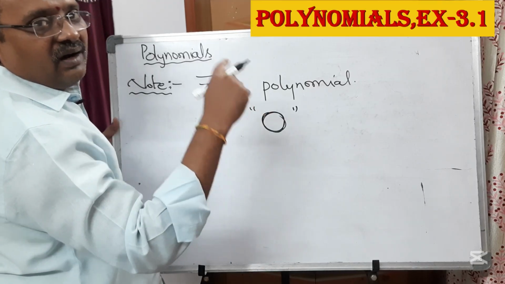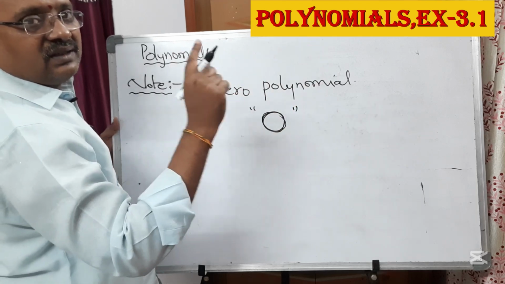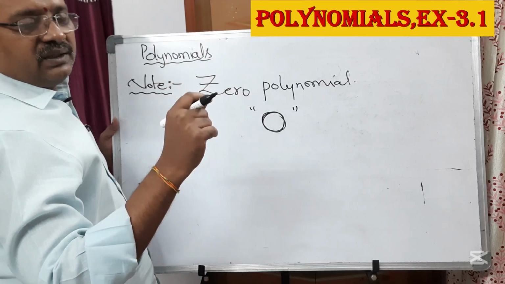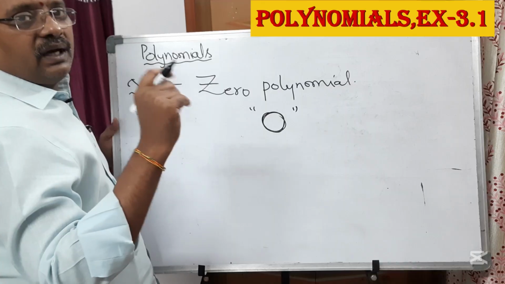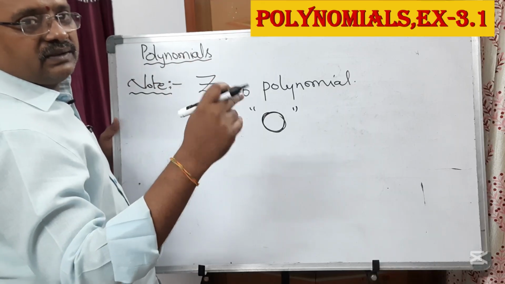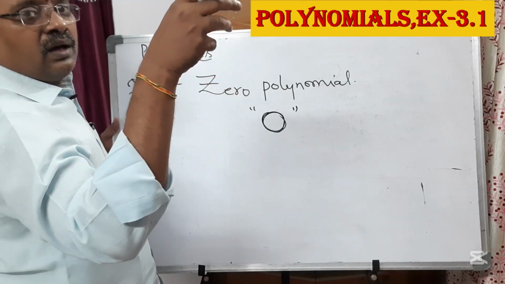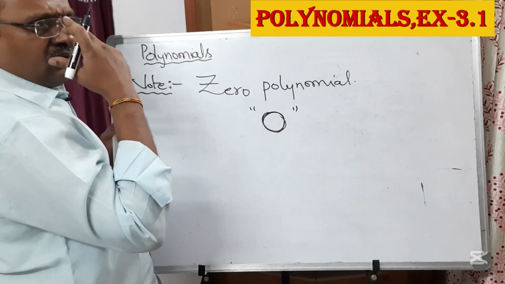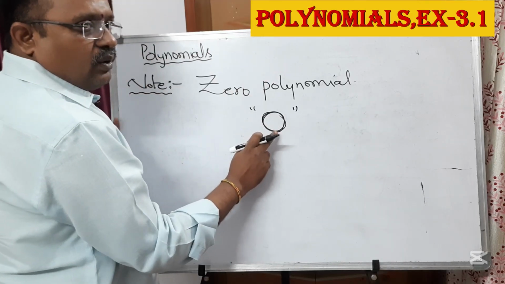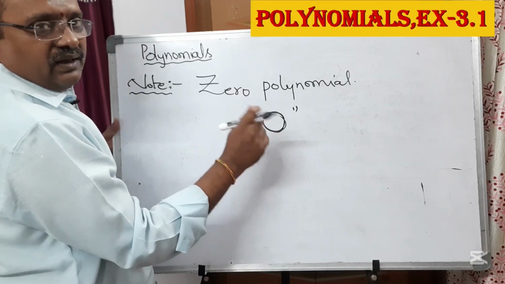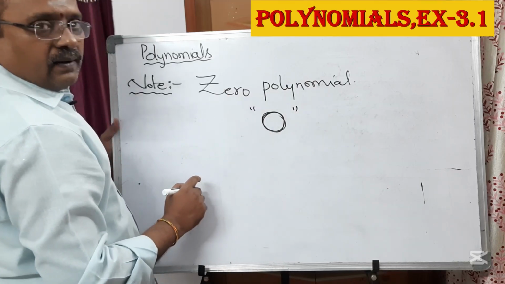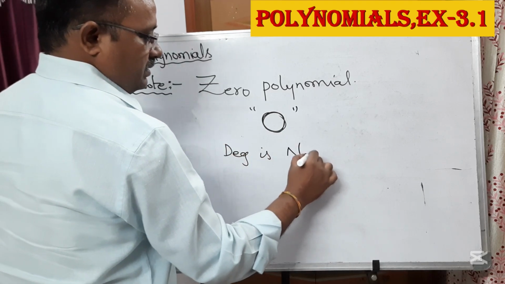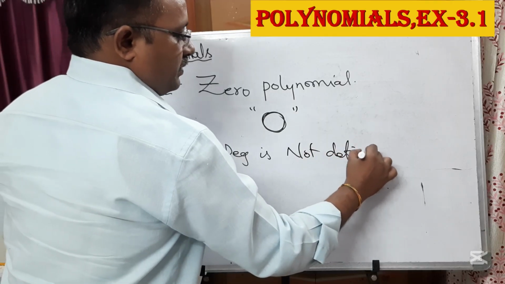Except this number, all remaining constants are called non-zero constant polynomials with degree 0. Means p of x equal to 7, p of x equal to minus 1 by 4, p of x equal to root 3, those are all non-zero constant polynomials, their degree 0. Already I told you. But only the value 0 is called the zero polynomial. Its degree is not defined.